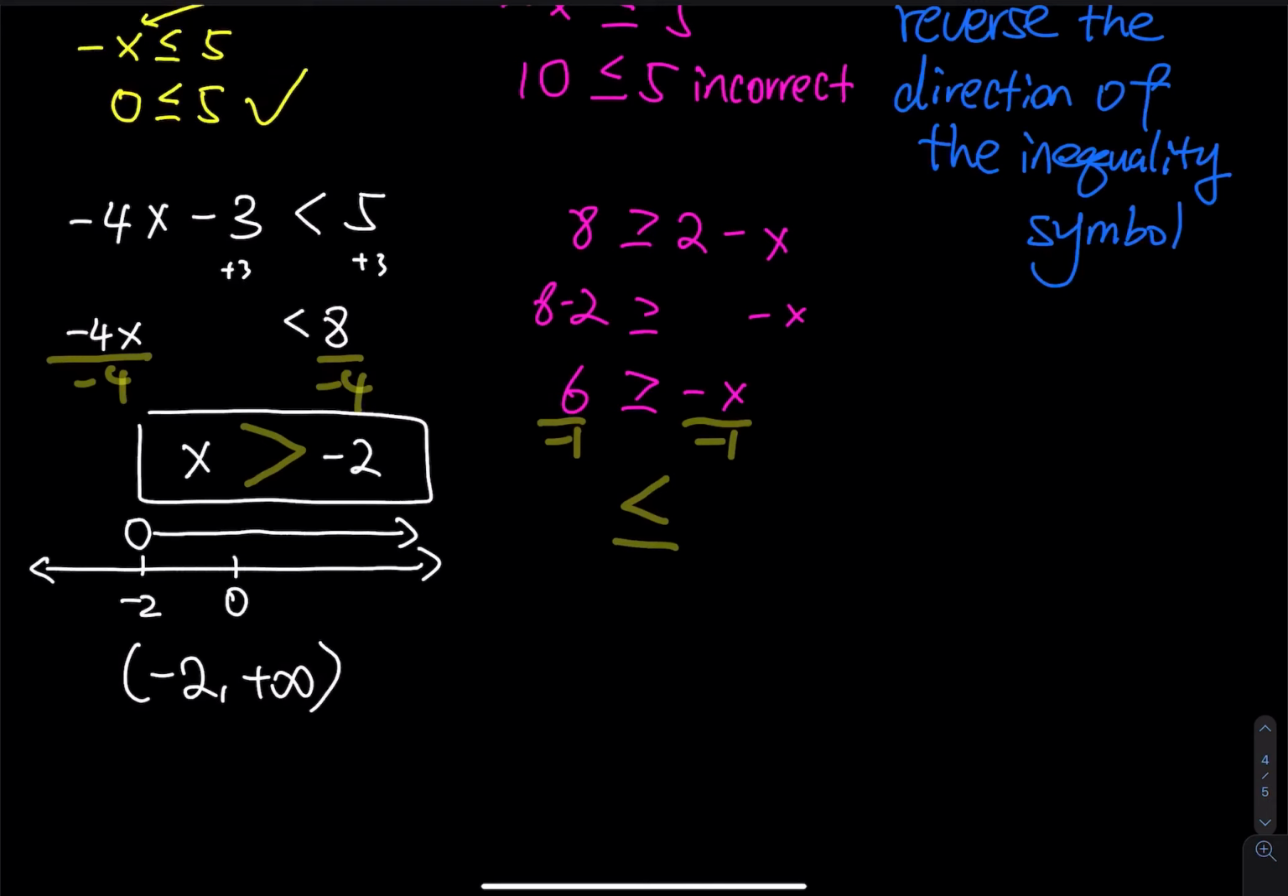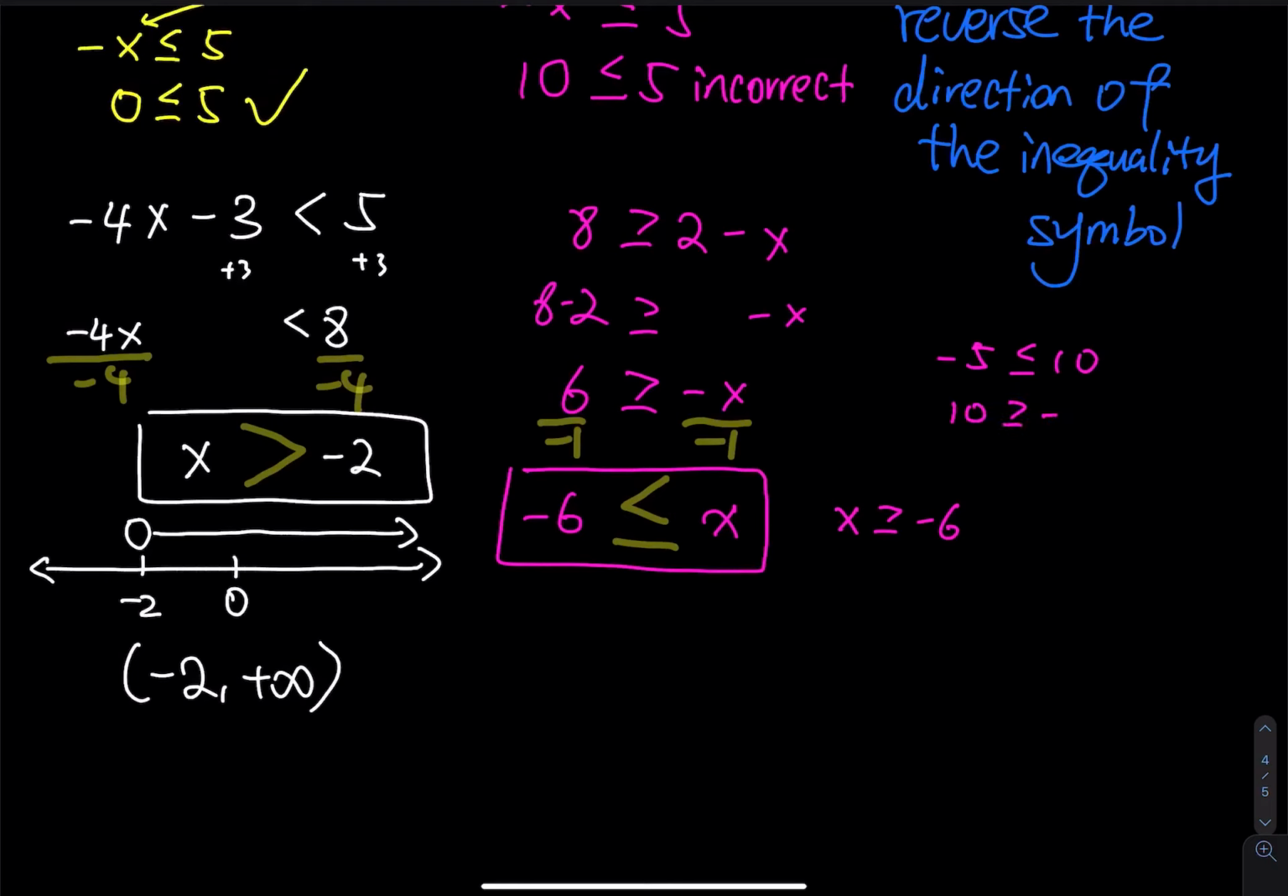So this will be negative 6 less than or equal to x, right? Which is the same thing as, that's why I put the x on the other side, x greater than or equal to negative 6. Think about this. Negative 5 is less than or equal to 10, right? That means 10 is greater than or equal to negative 5. So that's how you reverse the left-hand side and the right-hand side. You also need to reverse the inequality symbol because the greater than is facing the x.